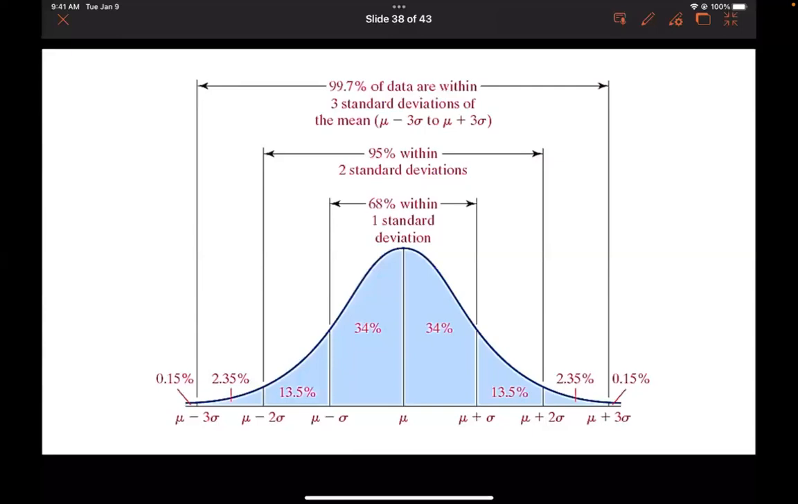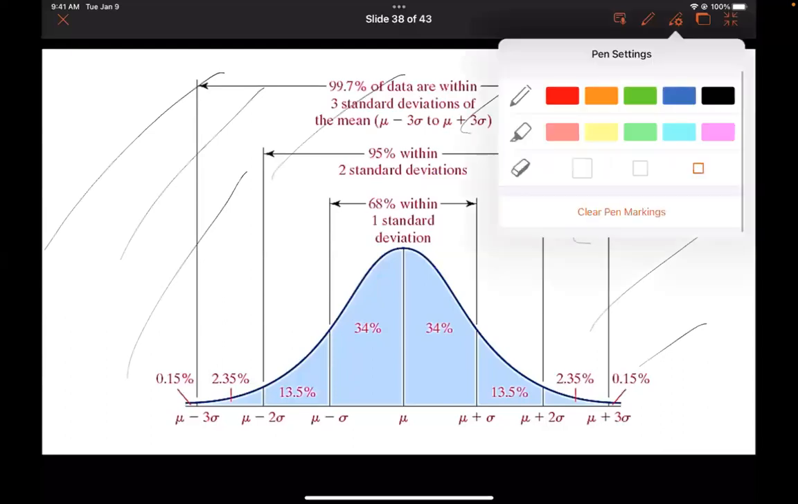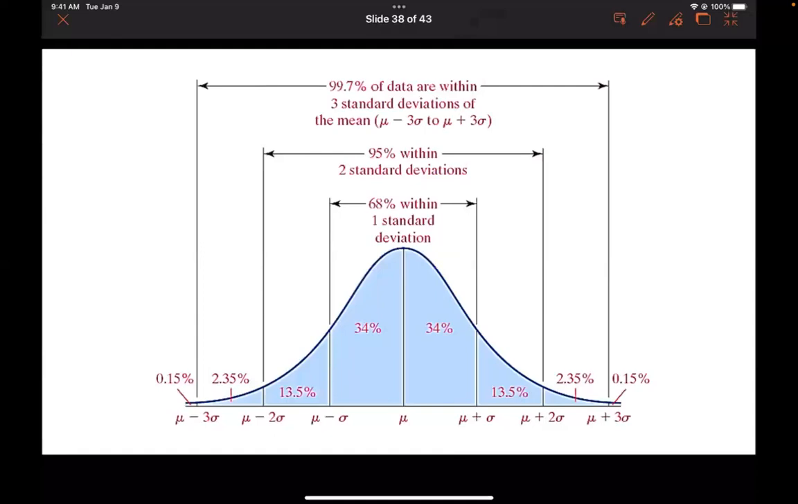That's my disclaimer. So this shows you 99.7% of my data is within 3 standard deviations of the mean. Anything outside of here, anything out here, would be outliers, anything more than 2 standard deviations away. But this is the lovely diagram. We love this diagram. I draw it so frequently. All right, let's move on.